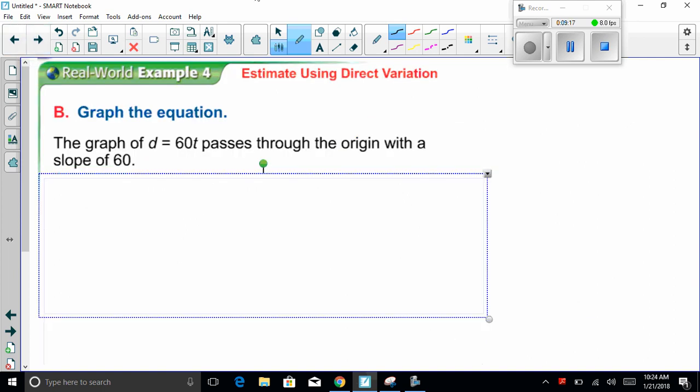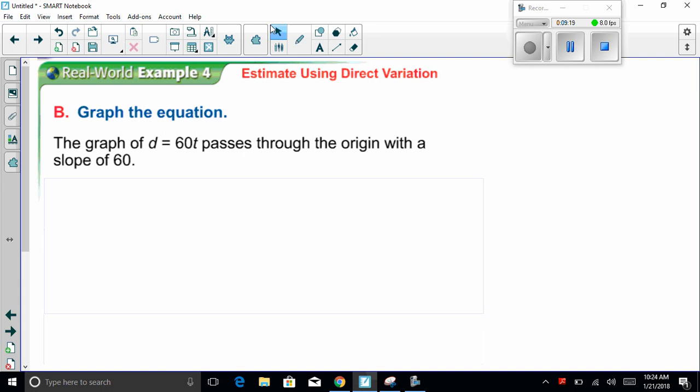All right, now we are on part B. We're using what we just learned to graph that equation. The graph of d equals 60 times t passes through the origin with a slope of 60. Again, all of these types of equations with direct variation are going to pass through your origin. So your slope is going to be 60 over 1. It's always going to be y on top, x on the bottom.